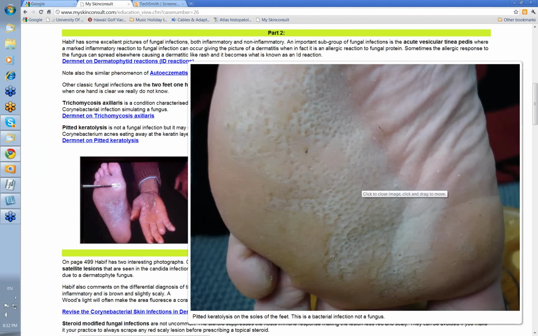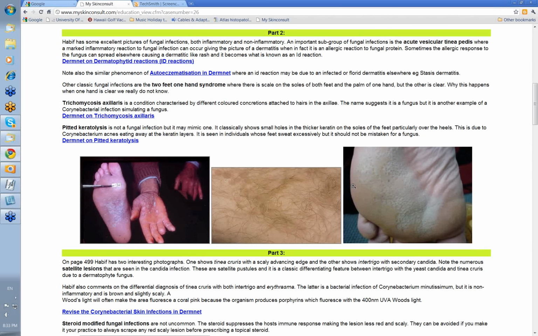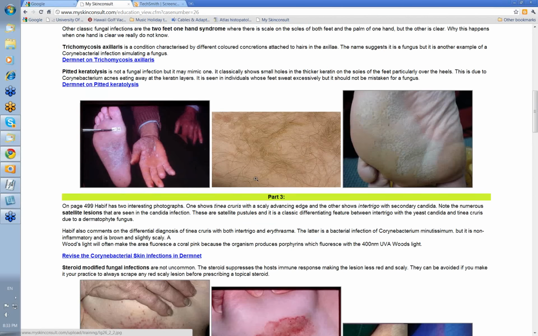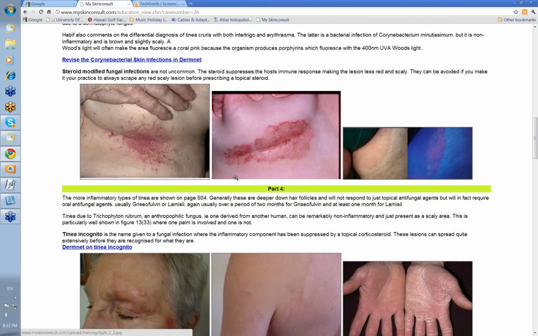And here's another little thing where corynebacteria cause problems. Sweaty feet. But look at these little holes here, little keratin holes in that area, which is macerated. And this is due to corynebacteria eating away the keratin here. So again, this will respond to some oral erythromycin, oral clindamycin, or clindamycin lotion. So remember, pitted keratolysis. It's a bacterial infection, it's not a fungus.